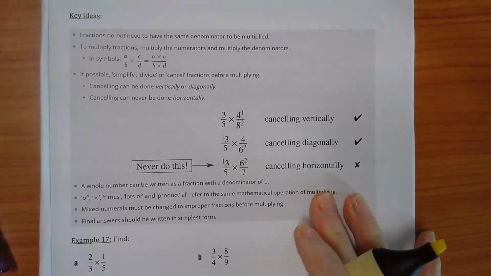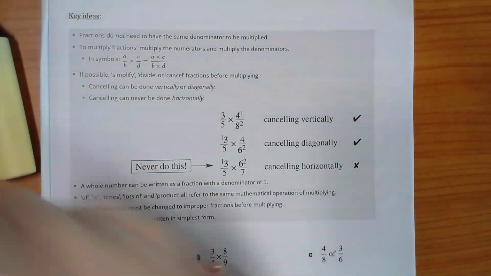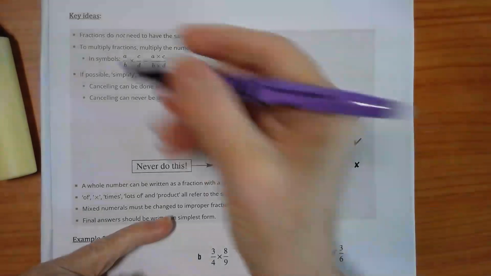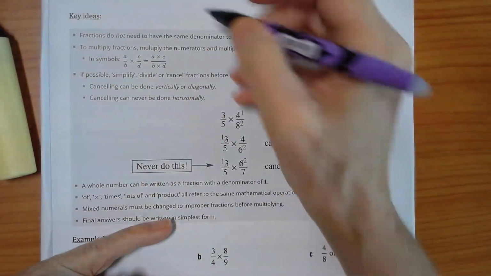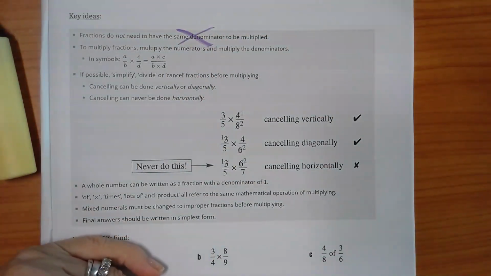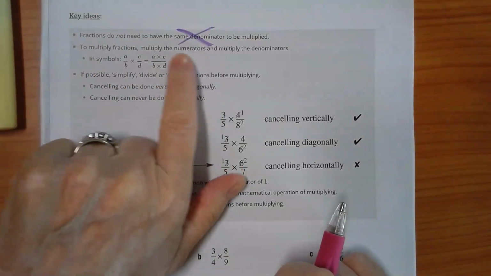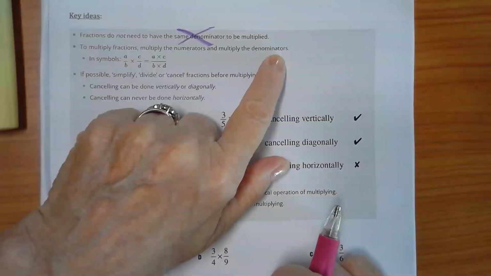All right, so fractions do not need to have the same denominator to be multiplied. In fact, I could care less if they do. So I don't worry about this anymore. I don't care about same denominator. That makes this really, really easy. So what happens to multiply fractions? You multiply the numerators and multiply the denominators.